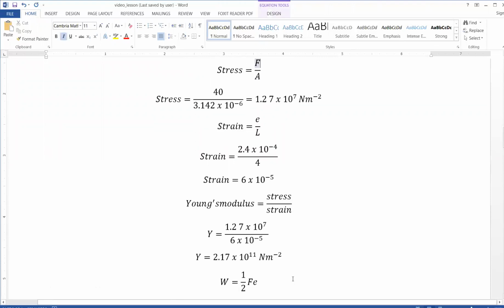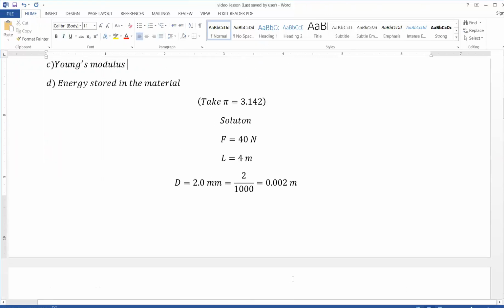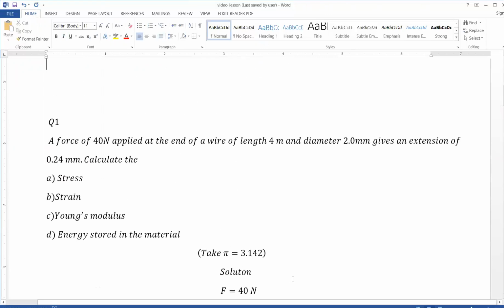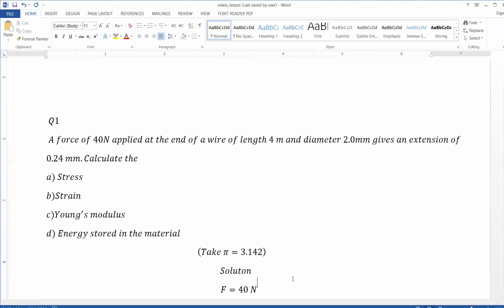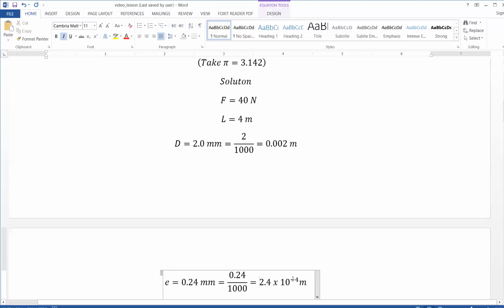Let me allow you to look at question 1 again. This is the question: a force of 40 Newton applied at the end of a wire of length 4 meter and diameter 2 millimeter gives an extension of 0.24 millimeter. You're asked to calculate the stress, the strain, the Young's modulus, and the energy stored in the material. Now, the pi value is also given to you. Solution: you declare your data.